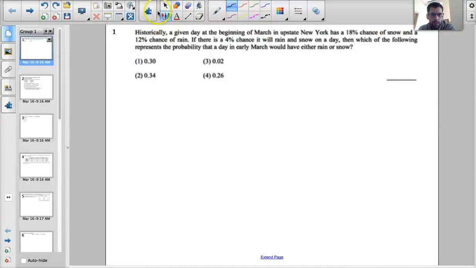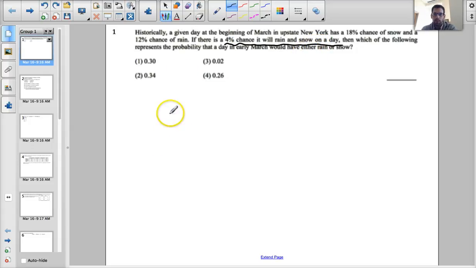So question number 1 says, historically, a given day at the beginning of March in upstate New York has an 18% chance of snow and a 12% chance of rain. If there's a 4% chance it will rain and snow, so this is a 4% chance of both, what is the following probability that a given day would have either rain or snow?